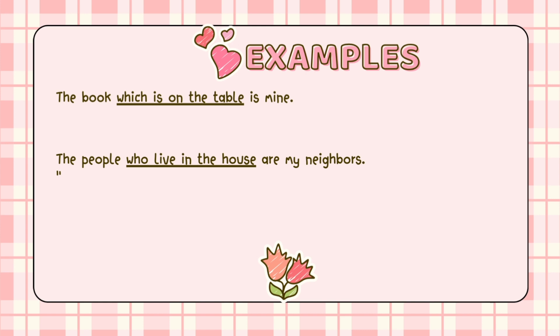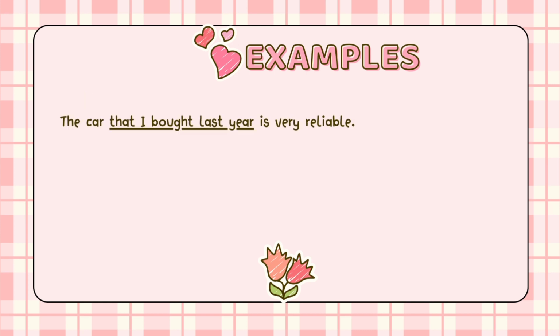Second, the people who live in the house are my neighbors. The clause who live in the house is an adjective clause because it adds more information about the noun people. The last example, the car that I bought last year is very reliable. The clause that I bought last year is an adjective clause because it adds more information about the noun car.